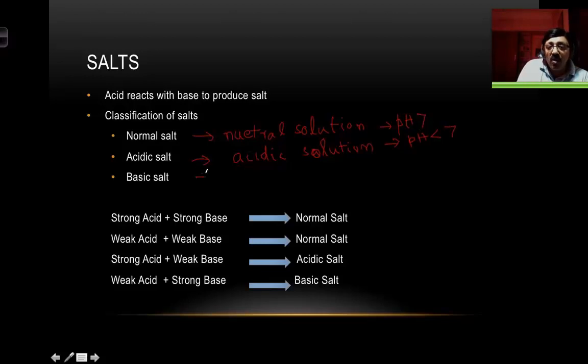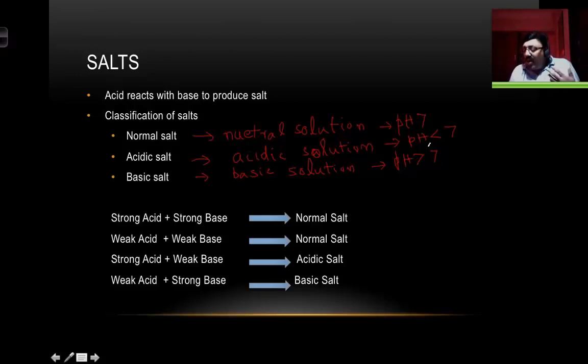And a basic salt, when it's dissolved in water, forms a basic solution, which basically means the pH is greater than 7. That is what it means. So the salts can be classified into the normal salt, acidic salt, and basic salt. The normal salt, when dissolved in water, forms a neutral solution where the pH is 7. An acidic salt forms an acidic solution where pH is less than 7. And a basic salt forms a basic solution where the pH is greater than 7.